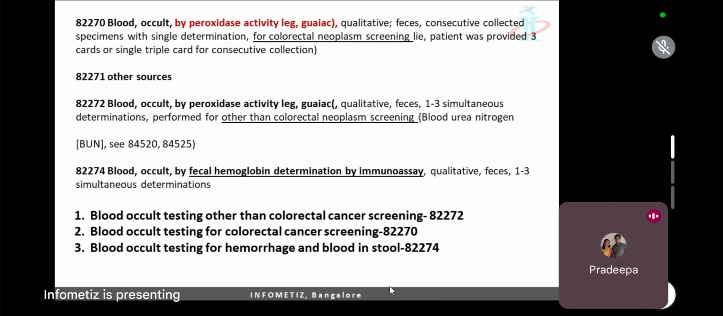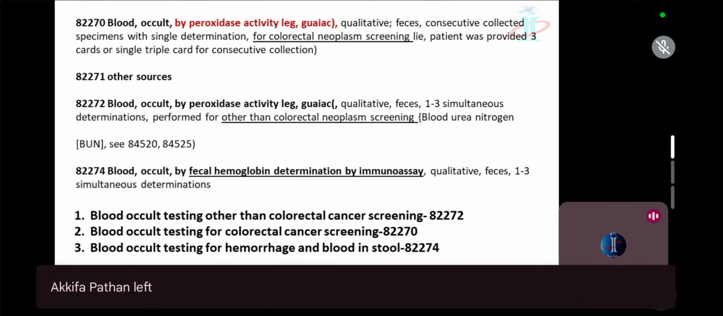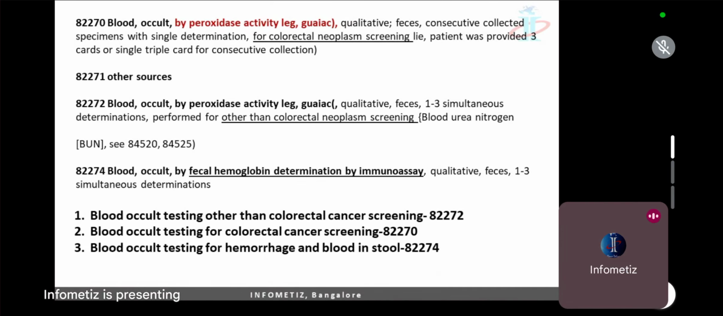So what is neoplasm screening, sir? Neoplasm screening is to check for cancer. Neoplasm means cancer. So colorectal, either colon or rectum. Screening means to check. So if the patient is getting blood in the stool and the doctor suspects the patient may have colon or rectal cancer, then they can perform 82270. That test should be performed by peroxidase activity.